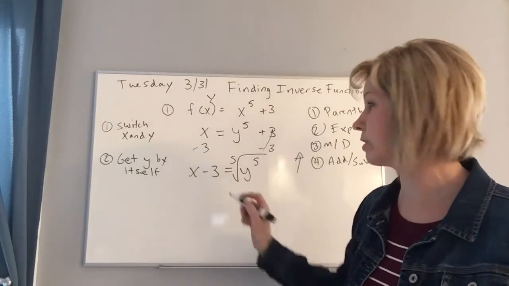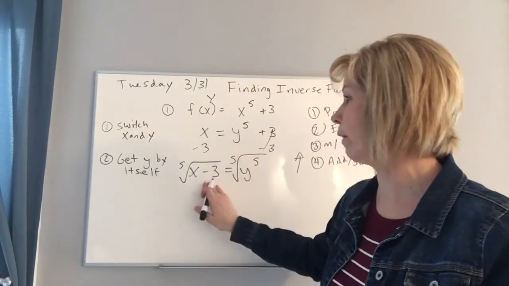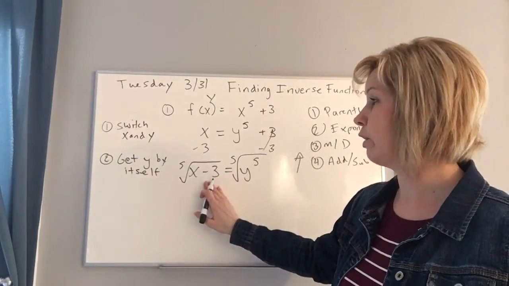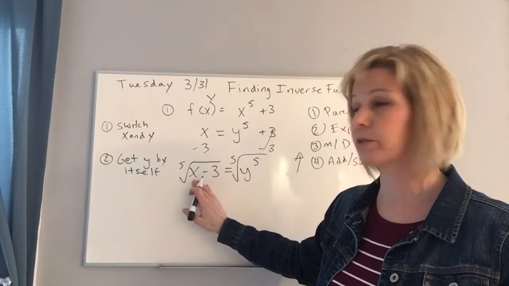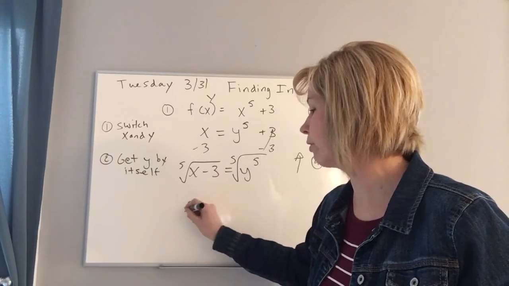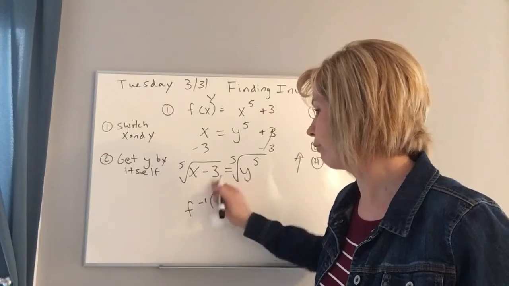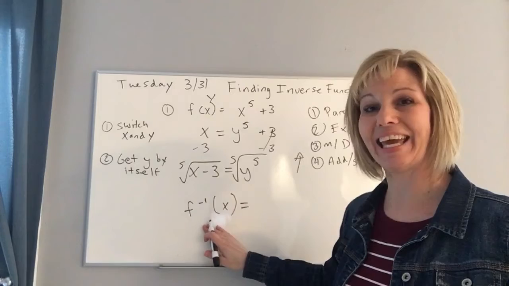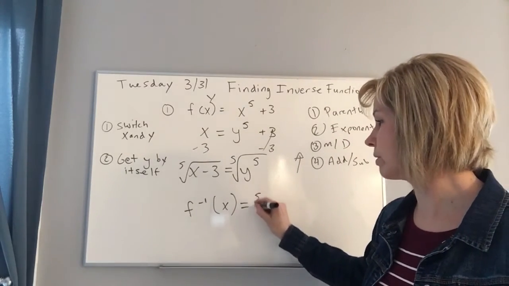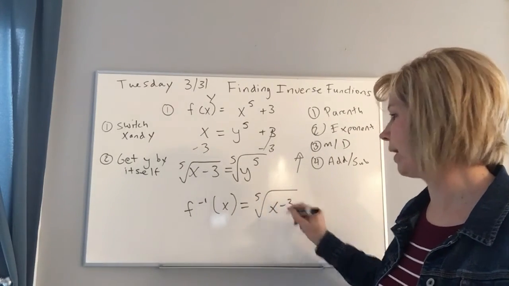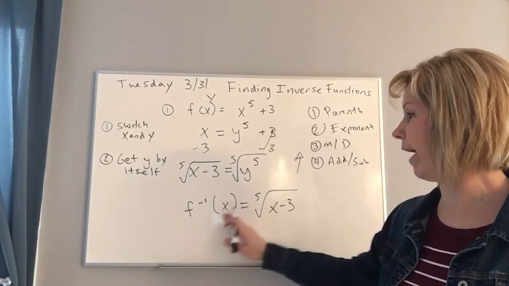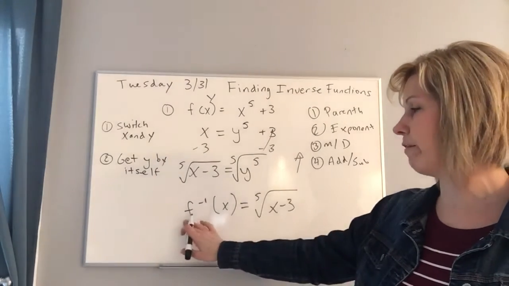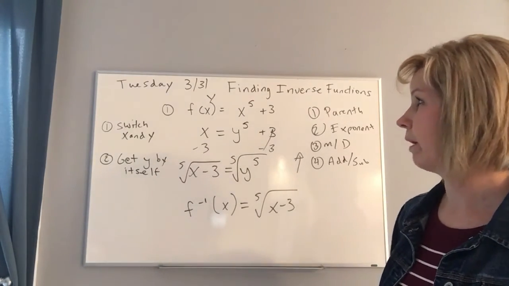That'd just be y to the 1st. So you've got to take the 5th root of the whole thing. This isn't in parentheses, but since you subtracted 3 first, the 5th root of x minus 3 has to be underneath. So I'm going to put inverse notation. It looks like f to the negative 1st of x, but that means the inverse of f of x equals the 5th root of x minus 3. That's how I'd like it written. Or if that was g of x, then you'd write g to the negative 1st. Okay, so there's one example.